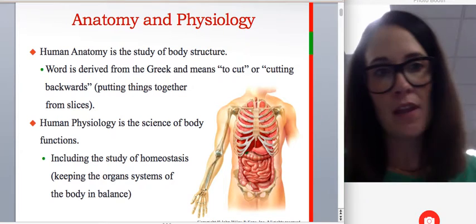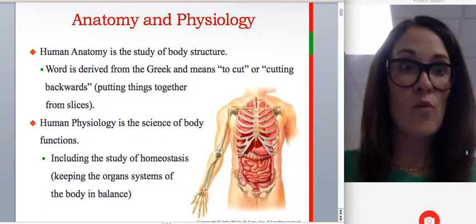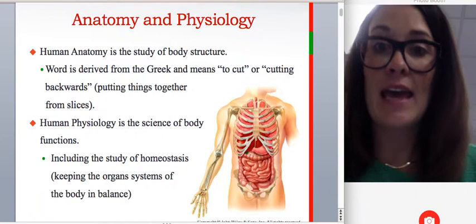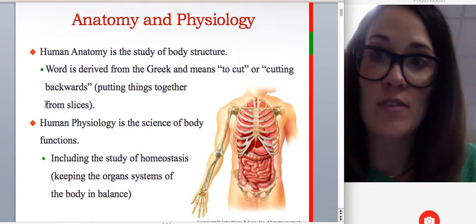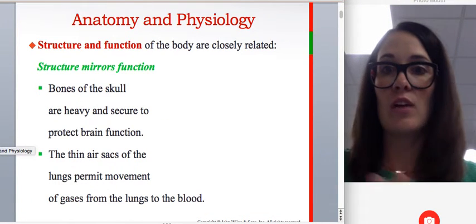Physiology is how the body works. How do we breathe? What makes that possible? And including the study of homeostasis, what keeps everything in a steady state or internal equilibrium.